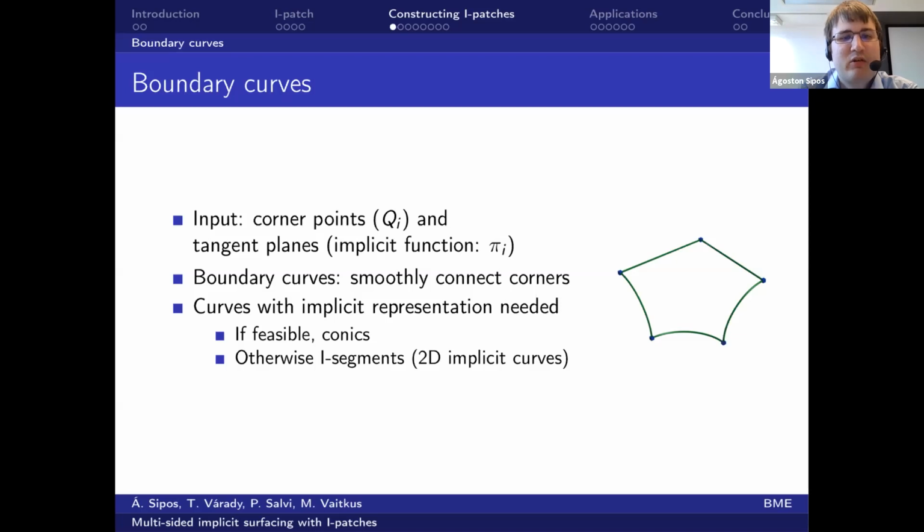Our input is a collection of corner points and tangent planes. We need to generate boundary curves that interpolate these points and the normal vectors, and at the same time possess a relatively simple implicit representation. This means that we have a hierarchy. If a configuration between 2 points is solvable by a straight line, we use a straight line. If it is solvable by a conic, we use a conic section. Otherwise, we use a more general implicit curve, the eye segment, which is the 2D analog of the eye patch itself.